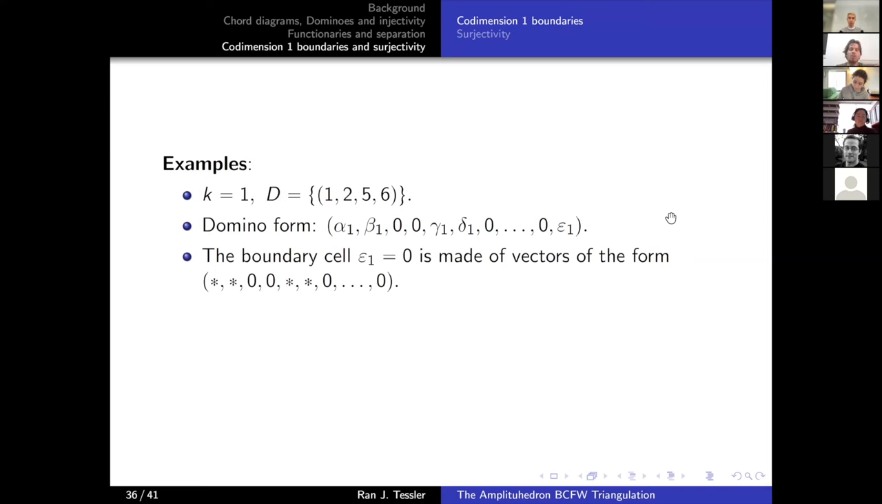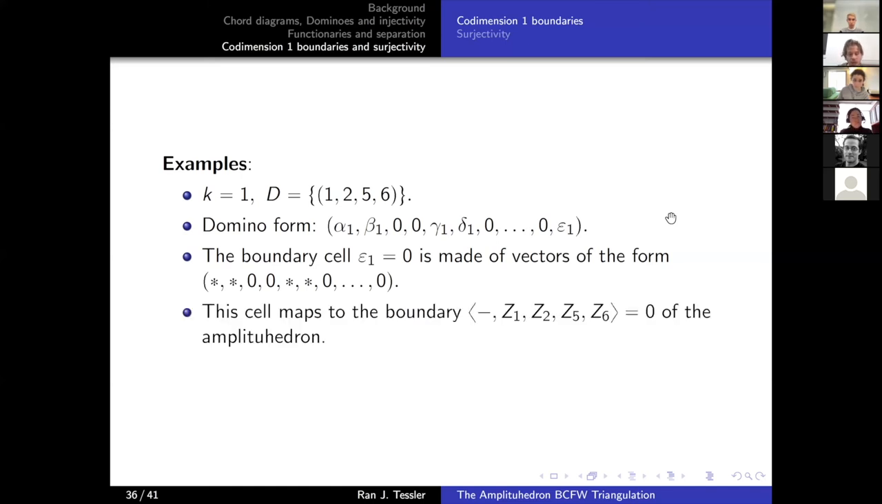Now, the boundary epsilon one goes to 0 of this cell is made of vectors which are supported in locations 1, 2, 5, 6. This boundary maps, so it is in the kernel of the twistors 1, 2, 5, 6, which are easily shown to be boundary twistors of the amplituhedron. So this is an example of a cell which maps to the boundary of the amplituhedron.